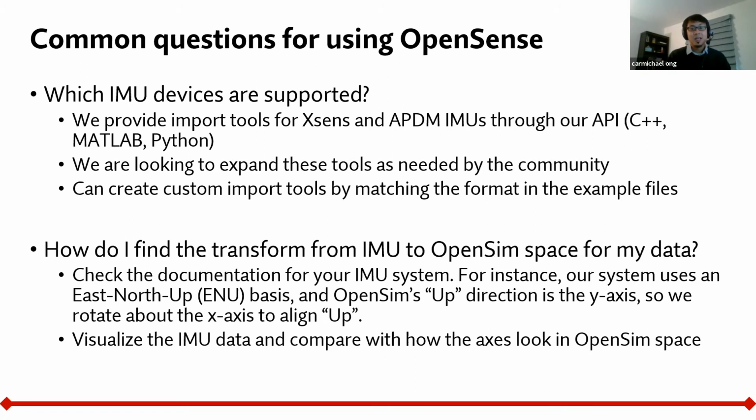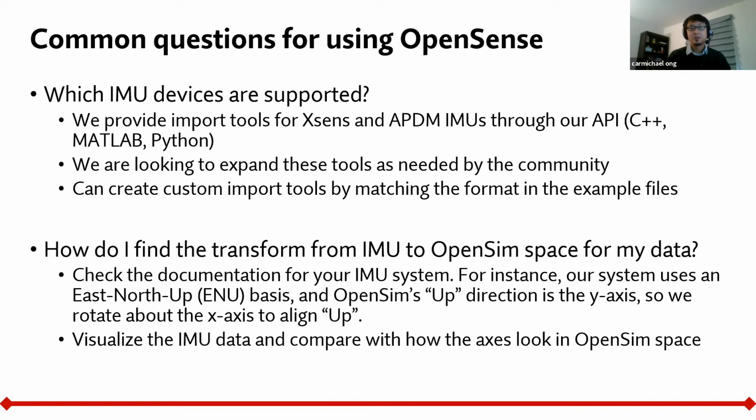Second, how can you find the transform from IMU to OpenSim space for my data? This step can differ quite a bit depending on your setup, but here are a couple suggestions. First is to check if the documentation for your IMU system has some helpful information about the coordinate system it uses. For instance, our system used an east-north-up basis for its X, Y, and Z coordinate system. And we know that OpenSim's up direction is the y-axis. So we have to rotate about the x-axis to align the two up directions between the IMU space and OpenSim space.